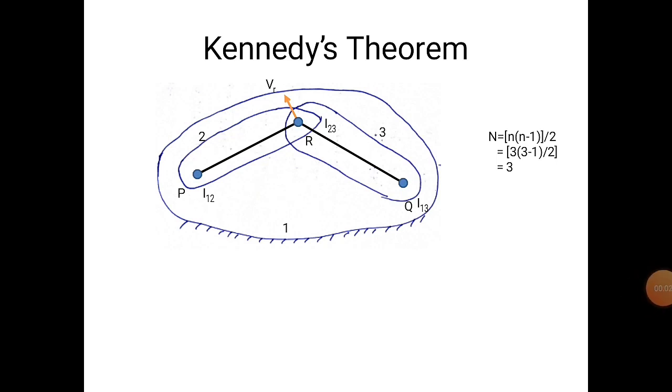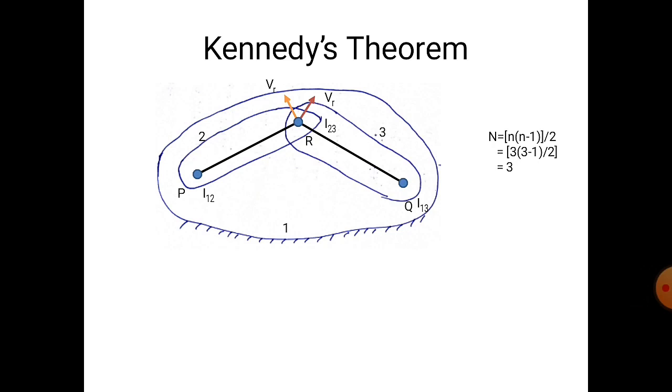If the point R is considered on body 3, its velocity Vr will be perpendicular to QR. It is found that the two velocities of the instant center I23 are different in direction, which is not possible. Therefore, the instant center of bodies 2 and 3 cannot be at the assumed position R.